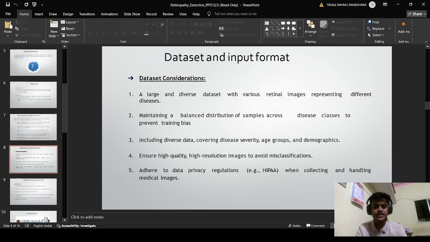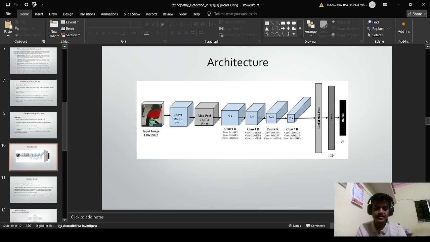Data privacy is strictly maintained, following healthcare regulations like HIPAA. We also implement efficient data loaders to handle large image batches during training and testing. So in the next slide, there is the architecture.